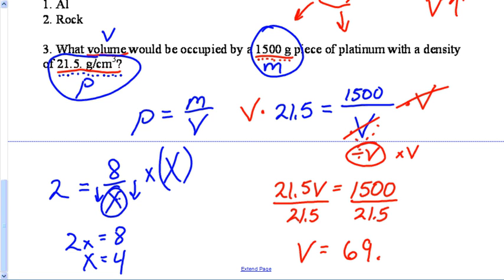69 point, looks like 7 grams. That's not a gram. It's a centimeter cubed.